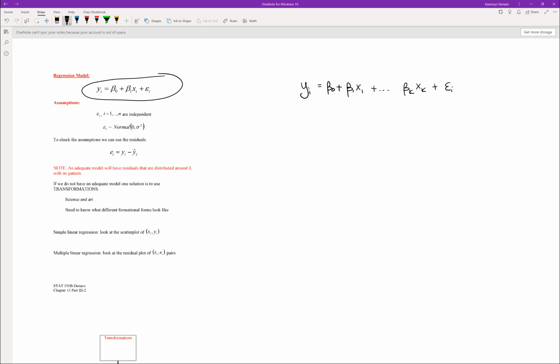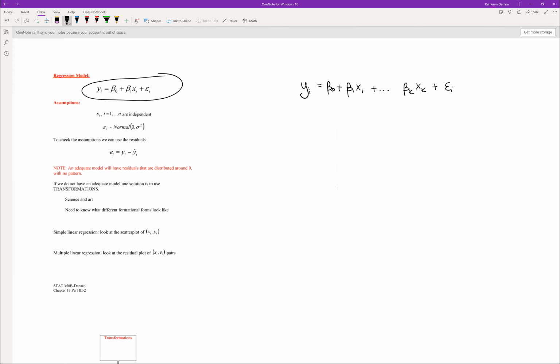We can use our residuals to check the assumptions of the model by taking our observed minus our predicted. And remember that our residual plots should be distributed around 0 and they should have no pattern. If we don't have an adequate model and we see a pattern in the residual plots, one thing you can do is do a transformation, right?